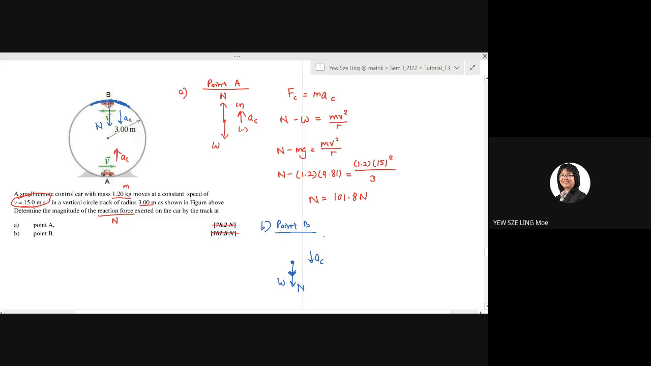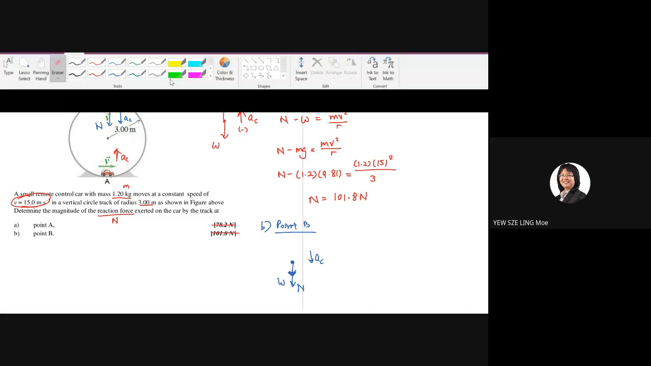Okay, so this question is tricky because of the position of the object. It's no longer outside the track, but it is inside the track. Okay, it is inside the track. So how are you going to form the equation? Now, since both W and N are pointing in the same direction, which is the same as the direction of AC, let us begin with Newton's second law.